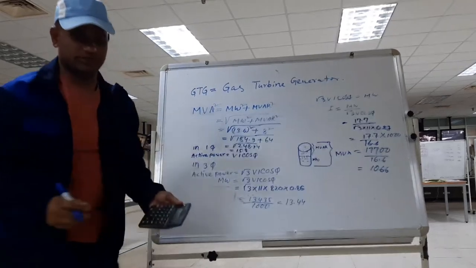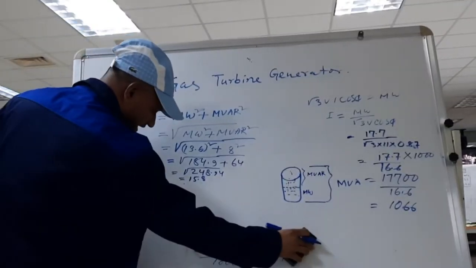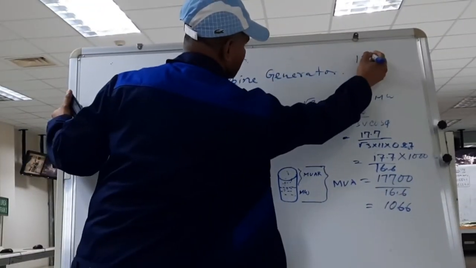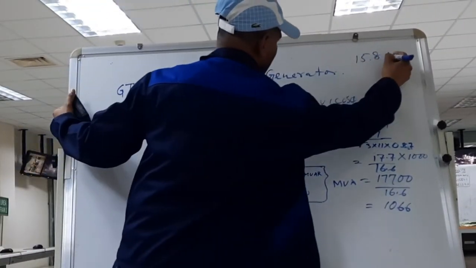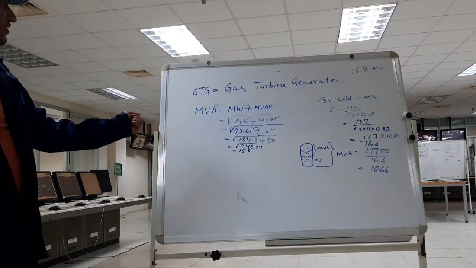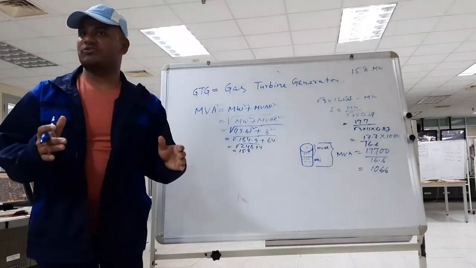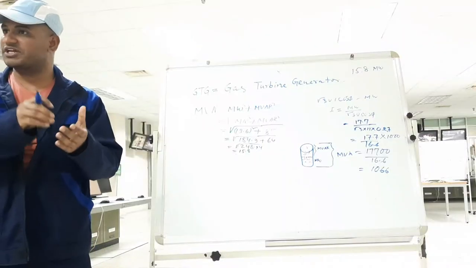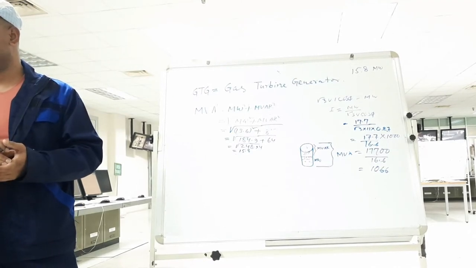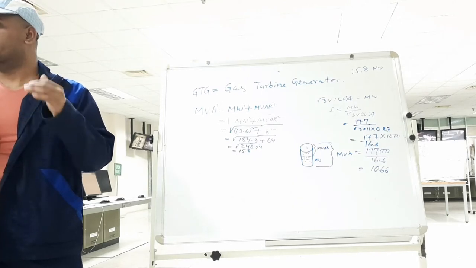15.8 megawatt. Clear or not? So this apparent power we found out, 15.8. You remember this, 15.8 megawatt, this is apparent power. Yes. Okay, now I want to find out the power factor. How do you calculate power factor? Power factor is actually the ratio of the actual power and apparent power. Understand?